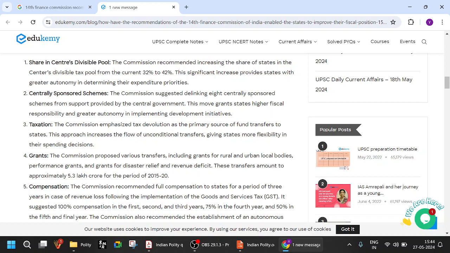On taxation, it emphasizes tax devolution as the primary source of fund transfers to the states. Tax devolution and grants. The commission proposed various transfers, including grants for rural and urban local bodies, performance grants, grants for disaster relief and revenue. All that is fine. So basically, grants for rural and urban local bodies, performance grants, and grants for disaster, etc.